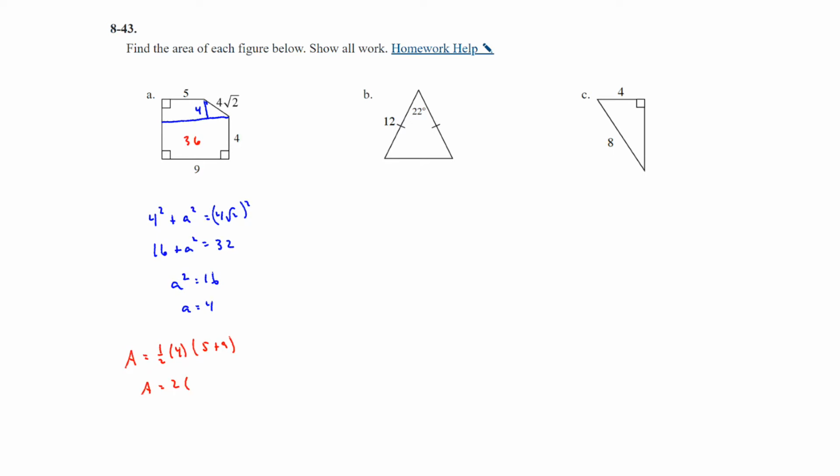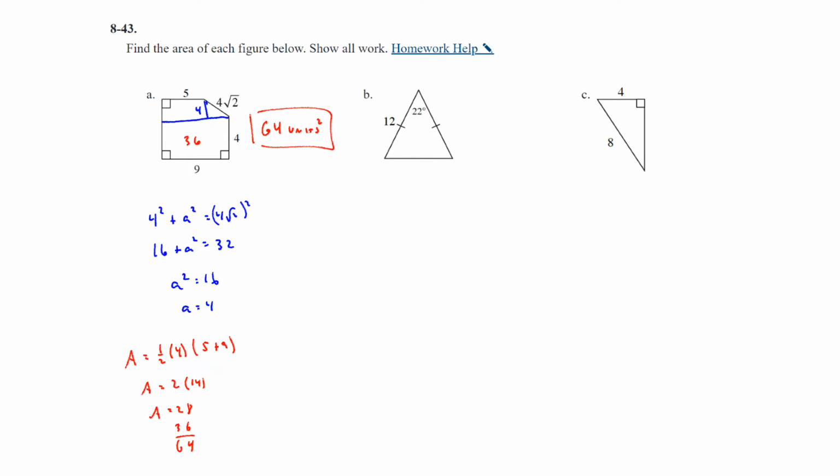So 2 times 14 is 28. So if we take our 28 plus the 36, that will give us 64 units squared. So the area of this one is 64, and we don't have any units, so we got units squared here.